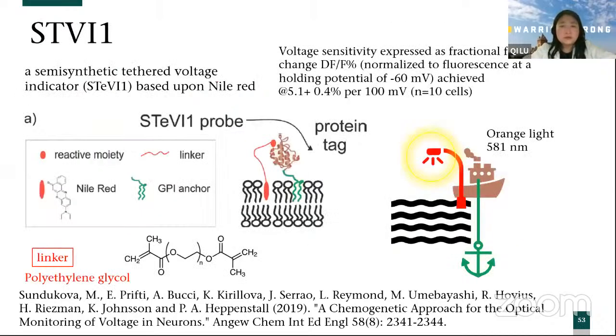So the scientists link the dye to a binding protein tag, and the protein will have an anchor and be located to the membrane, and the protein will be expressed in a specific cell type. So in this way, you can make sure that this chemical dye will only be binding to specific proteins on specific cell types. And this design is STVI.